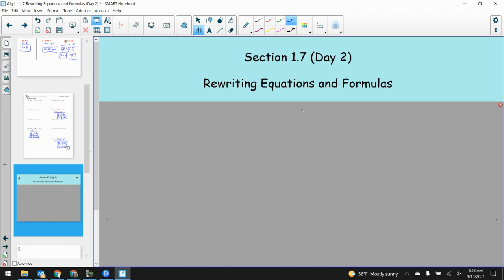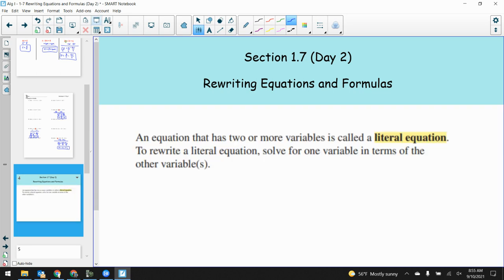All right. So section 1.7, day 2. What you see here is another definition. We had formulas, but also these things called literal equations. It's just another way to talk about these formulas, just another term that we can use. A literal equation is just basically one that only has abstract meaning, that only has just variables in it. We haven't put any real life context to it. It's just variables. How do we solve it? We rewrite a literal equation, solve for one variable in terms of the other variables.